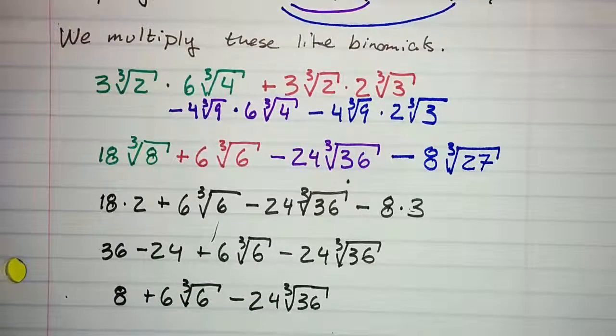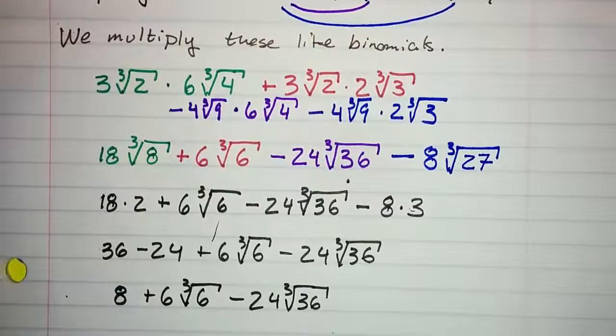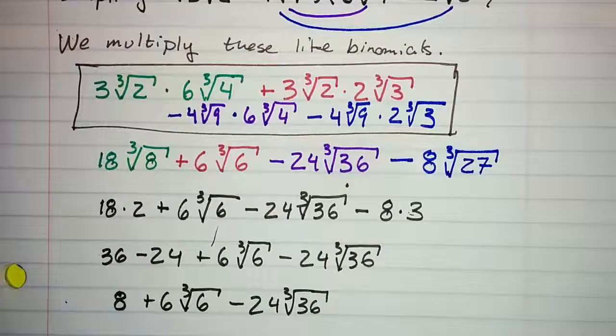Now, as you're working these, I really recommend writing out this step, just because if you try to multiply at the same time, you're very likely to drop a coefficient on the floor. And you don't want that. But other than that, this is pretty straightforward. It's the same thing we do whenever we multiply two sums with each other.